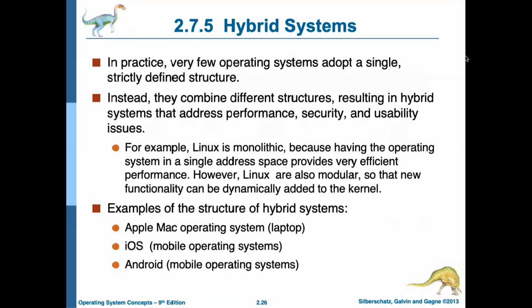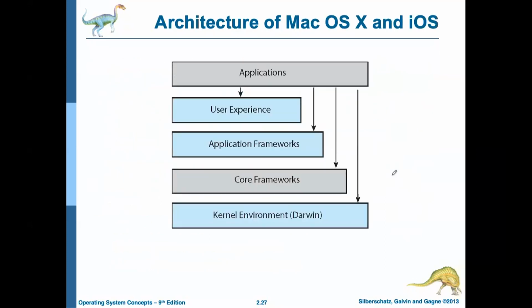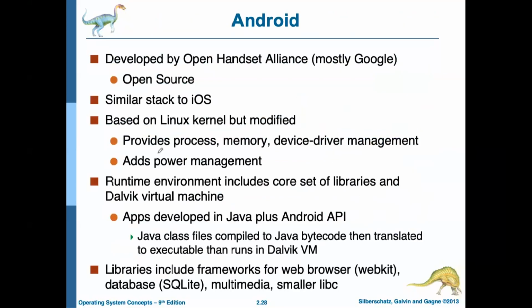Examples of hybrid structure: Mac OS, the Apple operating system for laptops, iOS, the mobile operating system, and Android, also a mobile operating system. This is the architecture for Mac OS and also iOS. Android was developed by the Open Handset Alliance, mostly Google, and it is open source.